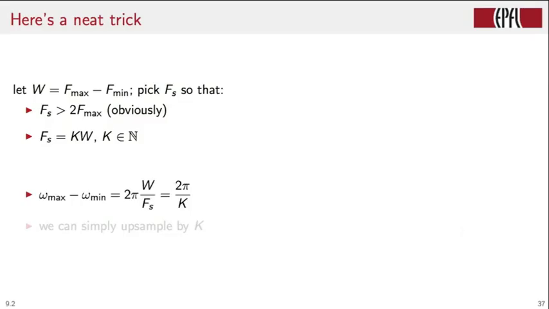With this choice, when we translate the analog specifications into the digital domain, and remember the formula is always the same, 2 pi f over Fs, what happens is that the bandwidth in the digital domain will be 2 pi W divided by Fs, which is equal to 2 pi over k. And so we can simply upsample the symbol sequence by k so that its bandwidth will move from 2 pi to 2 pi over k, and therefore its width will fit on the band allowed for by the channel.